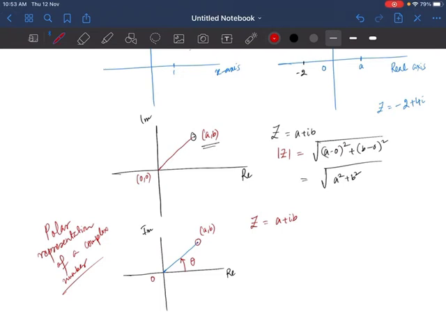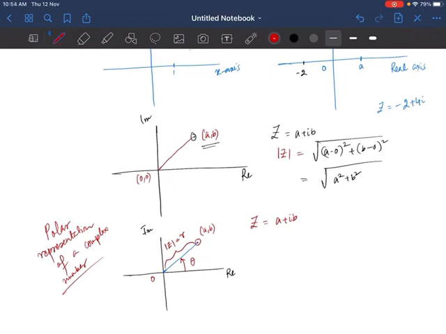The modulus of Z, the distance of the point (a, b) from the origin, we already know is mod Z, but we will be signifying it as r. Why are we signifying it as r? Because we are doing the polar representation of a complex number. So when we do polar representation, we have to signify the length of the blue line as r. We know that it is the modulus of Z, but we signify it to be r.